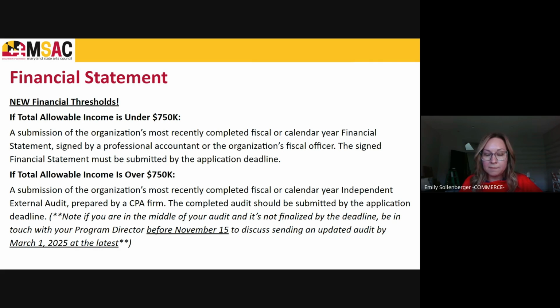And again, Holland, you will be submitting FY24. So if you closed on June 30th of 2024, we'll be looking for FY24 or calendar year 2023, depending on how your organization operates. And again, be in touch with me if you've got questions there too.